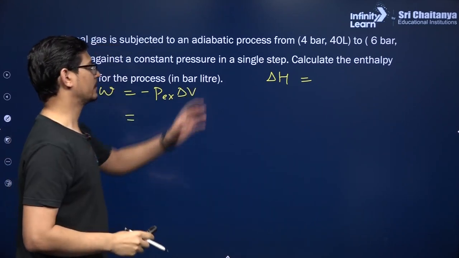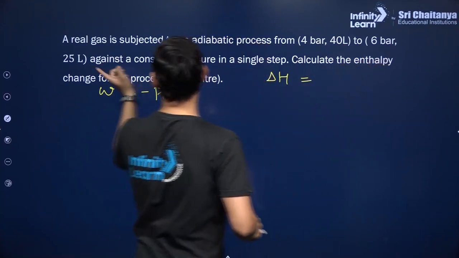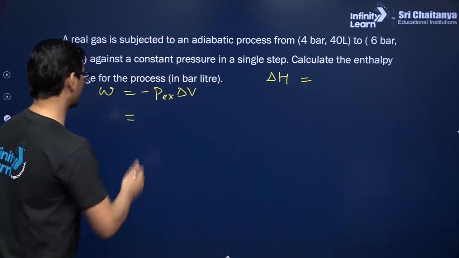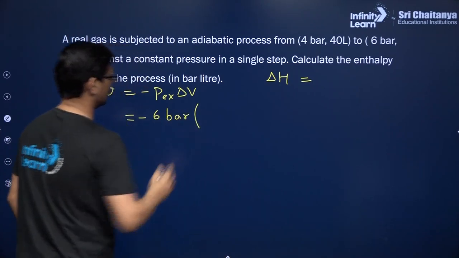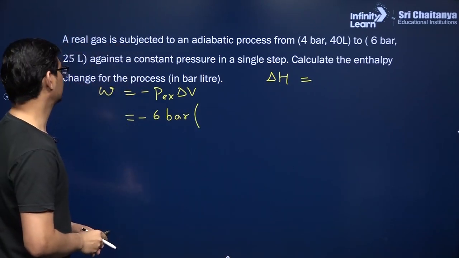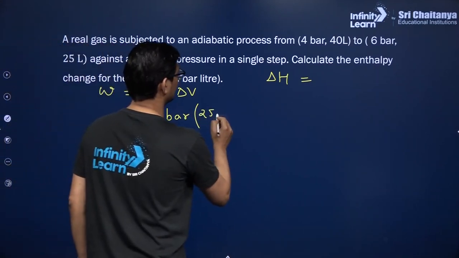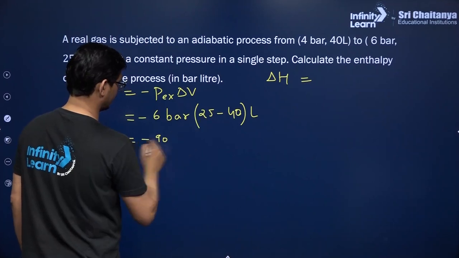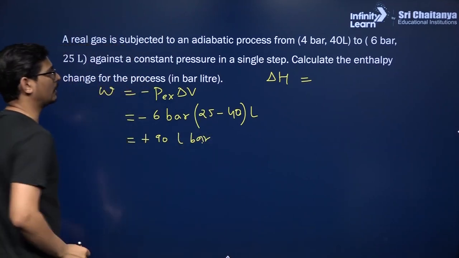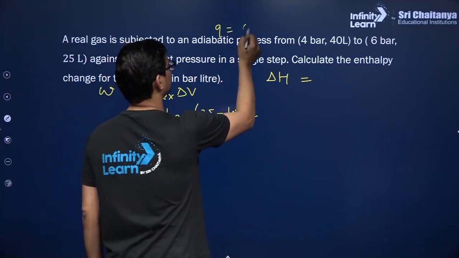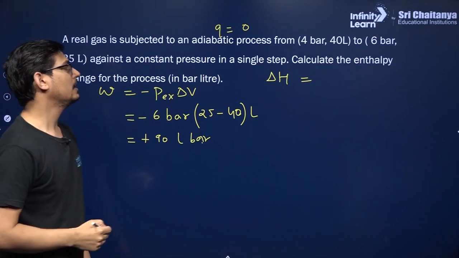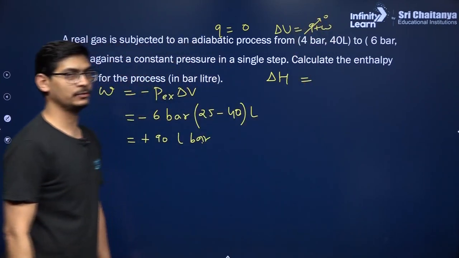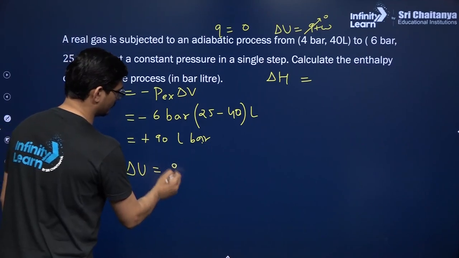Now remember that because we are taking the process from 4 bar 40 liter to 6 bar 25 liter, the external pressure against which the compression is being done is 6 bar, okay? So this is minus 6 bar against which the process is being carried out. Delta volume is final minus initial, so it is 25 minus 40. So this is minus 15 and this is minus 90, minus minus plus 90 liter bar. Now remember, in an adiabatic process, Q is equal to 0, right? Adiabatic means heat is not transferred. From the first law of thermodynamics, delta U is equal to Q plus W. If Q is equal to 0, delta U is equal to W. That means delta U is equal to 90 liter bar.